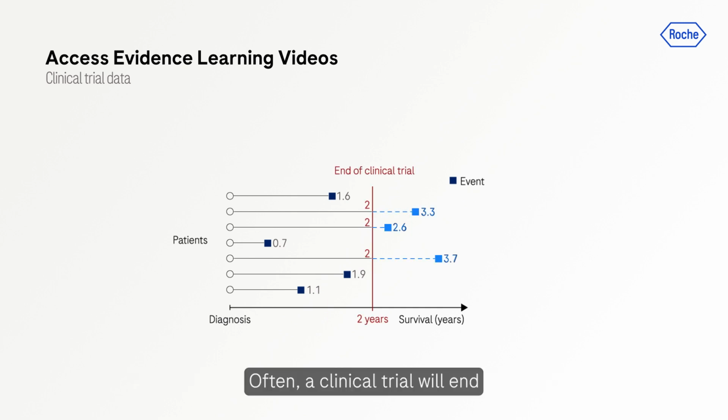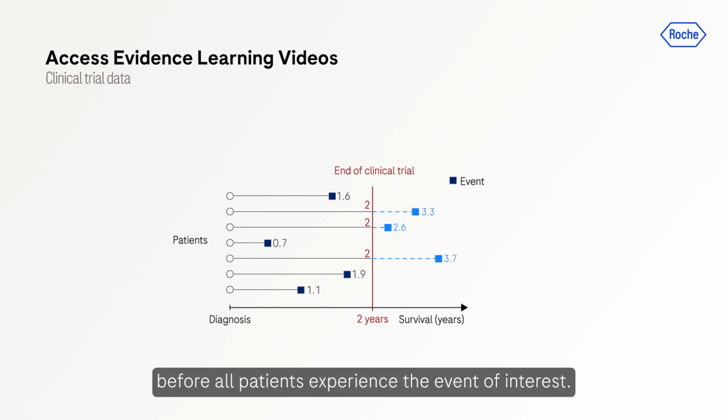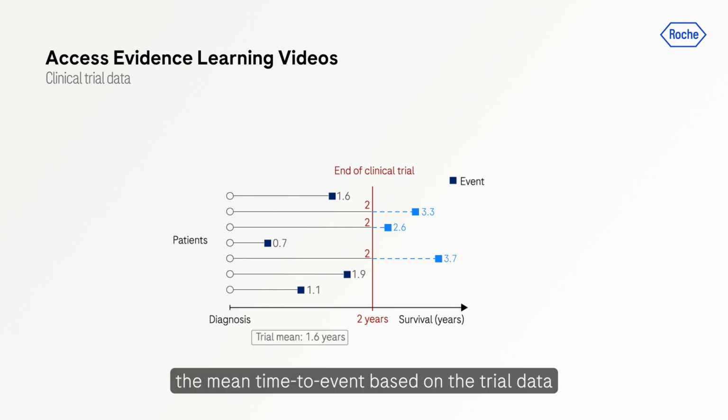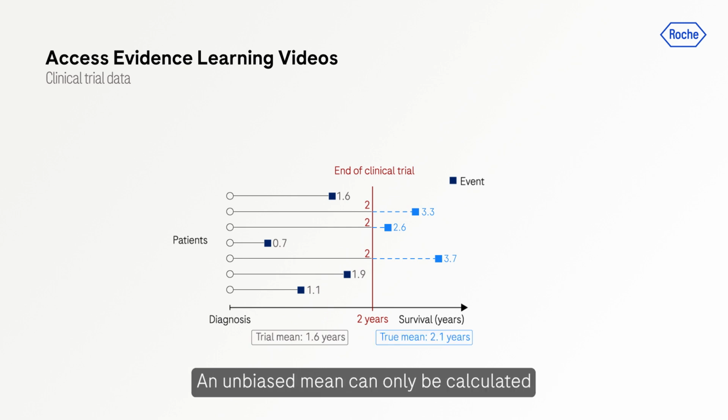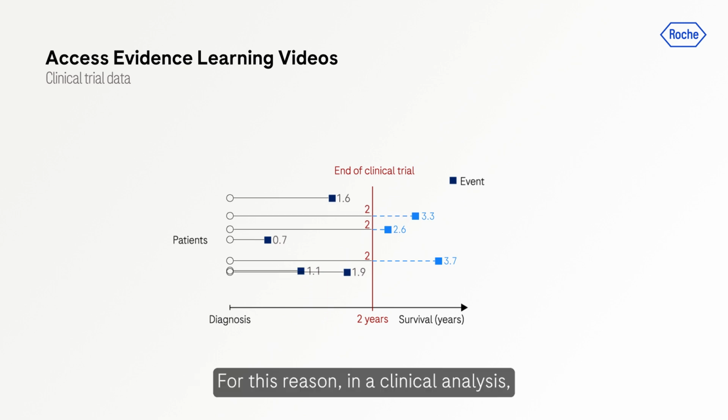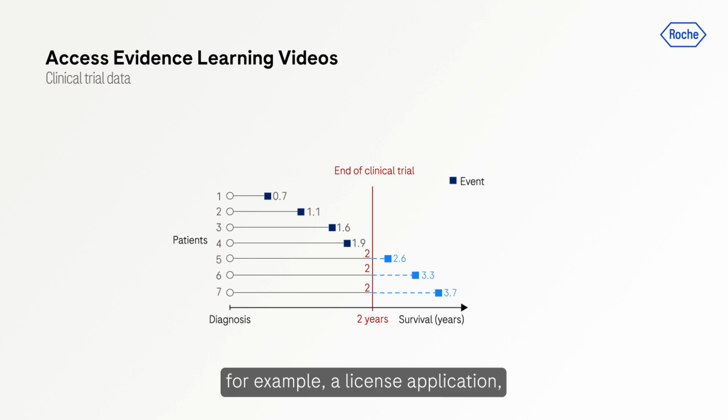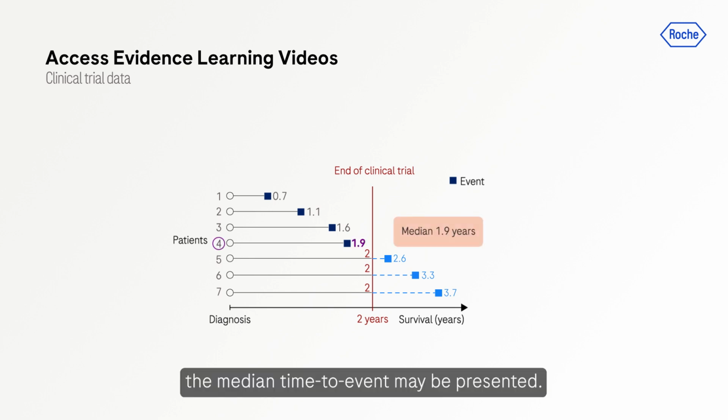Often, a clinical trial will end before all patients experience the event of interest. Because of this, the mean time to event based on the trial data will underestimate the true mean. An unbiased mean can only be calculated if all patients have experienced the event. For this reason, in a clinical analysis, for example a license application, the median time to event may be presented. This can be estimated as long as 50% of the patients are no longer at risk for the event.